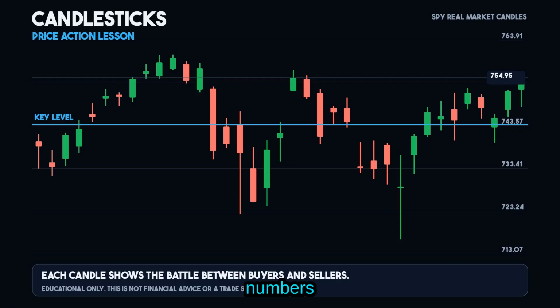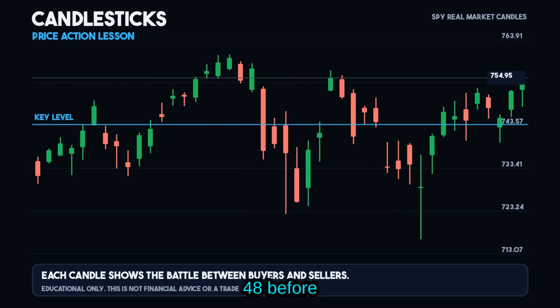Let's use simple numbers to illustrate this. Imagine the price of a stock hits 50, then falls back to 48 before rising again to 52. But then, instead of reaching 54, it only gets to 49. That's a head and shoulders pattern forming. This can be a sign that the current uptrend is losing steam, and it's time to reconsider your long position.